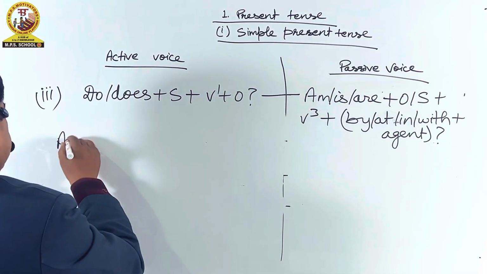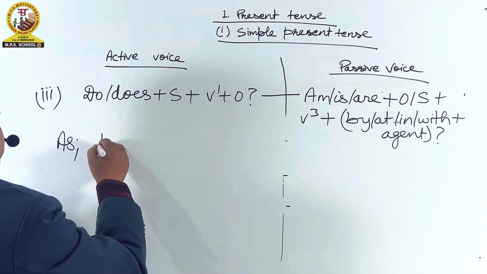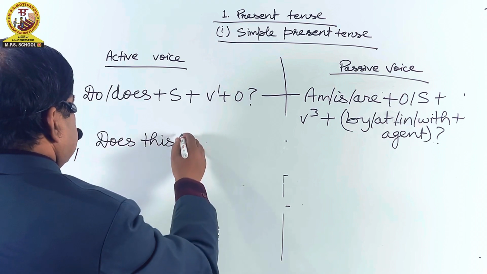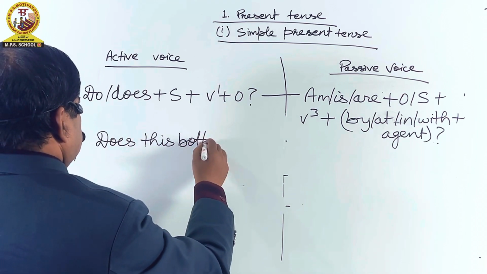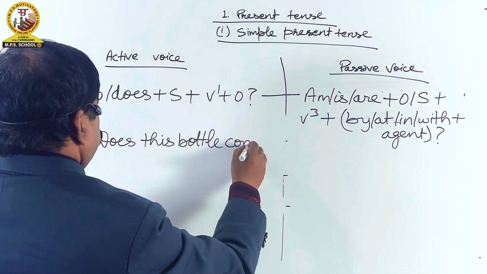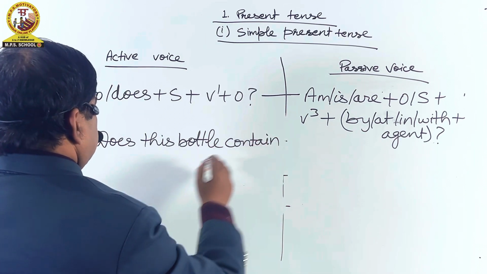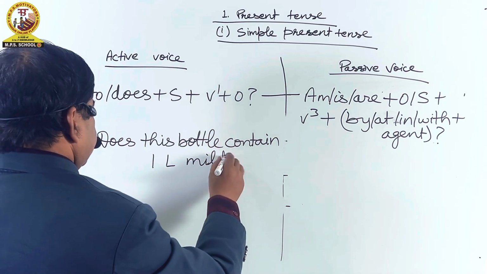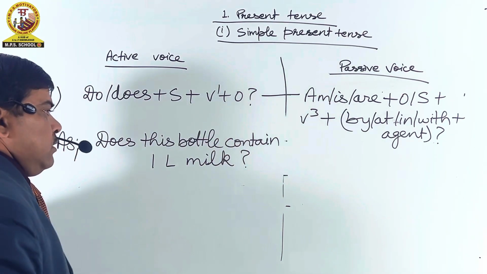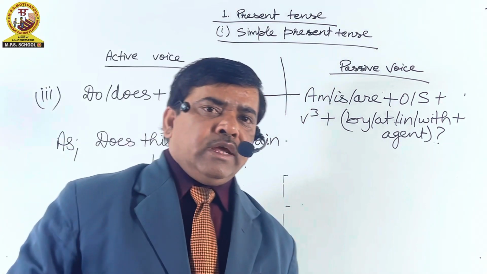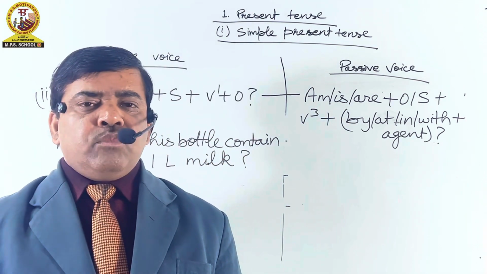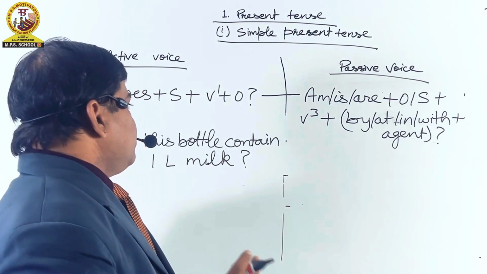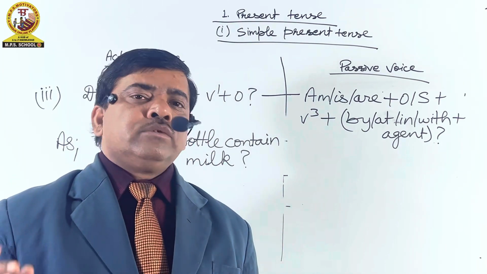For example, does this bottle contain 1 liter milk? Does this bottle contain 1 liter milk? क्या यह बॉटल 1 लीटर दूध रखता है, या क्या इस बॉटल में 1 लीटर दूध अटता है?